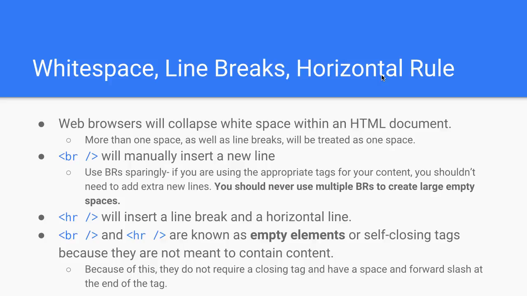One, we have what's called a break tag. So using BR will insert a line break, and it'll be treated as one space. These are what we call, by the way, empty elements or self-closing tags, where we don't have an opening tag and a closing tag, because there's no content that goes inside of the tag, so the opening and closing tag are combined into one tag. So that's where we have the BR space slash. So BRs will insert a new line.